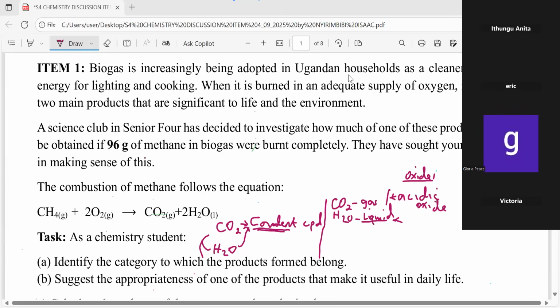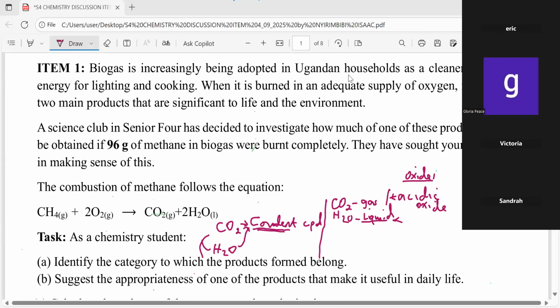Teacher, I think water is a basic oxide. Why? I'm not so sure of the reason. For basic oxide, we may not put water there because water is not basic. So we need to find out the correct one. Thank you, Victoria. But let's hear from Patricia. Maybe she will give us.